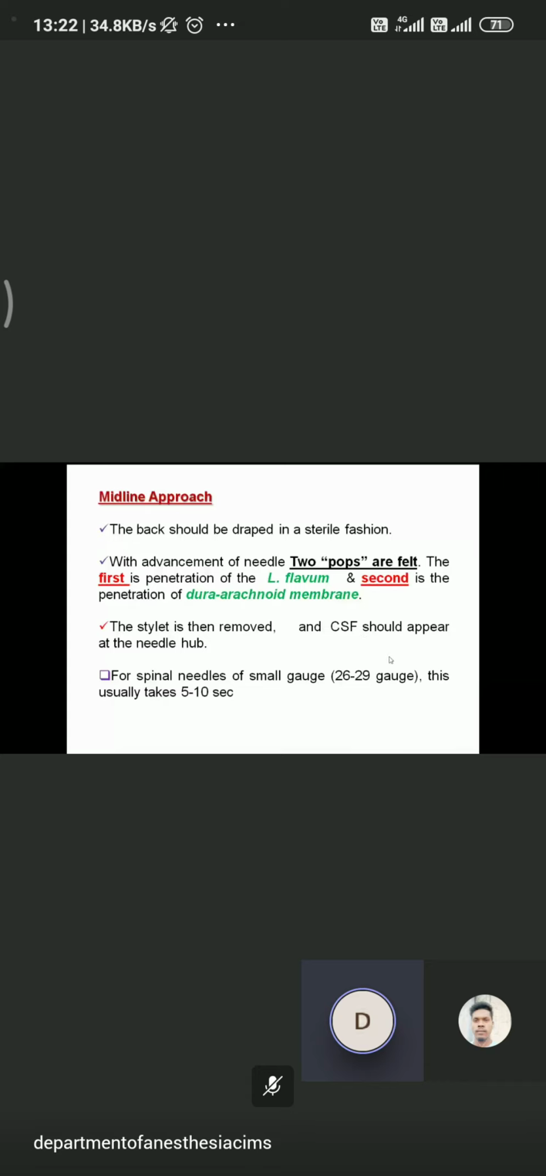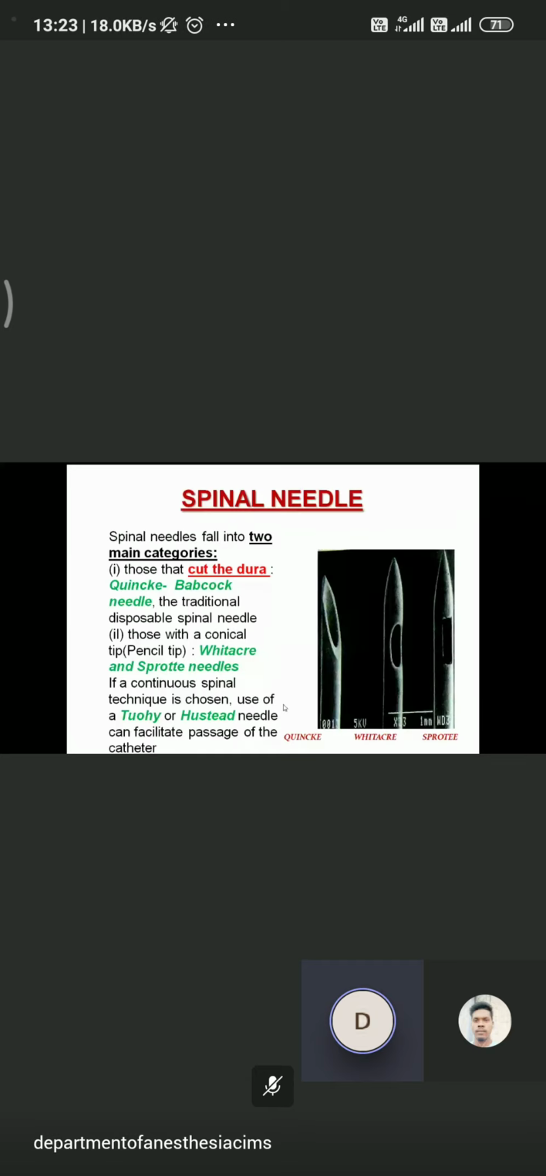So the needles which are used are 26 to 29 gauge, and it will take about 5 to 10 seconds for the CSF to come out from the needle, because the gauge of the needle is very fine. So these are the pictures of the needle. One should be very familiar with all these types of needle.